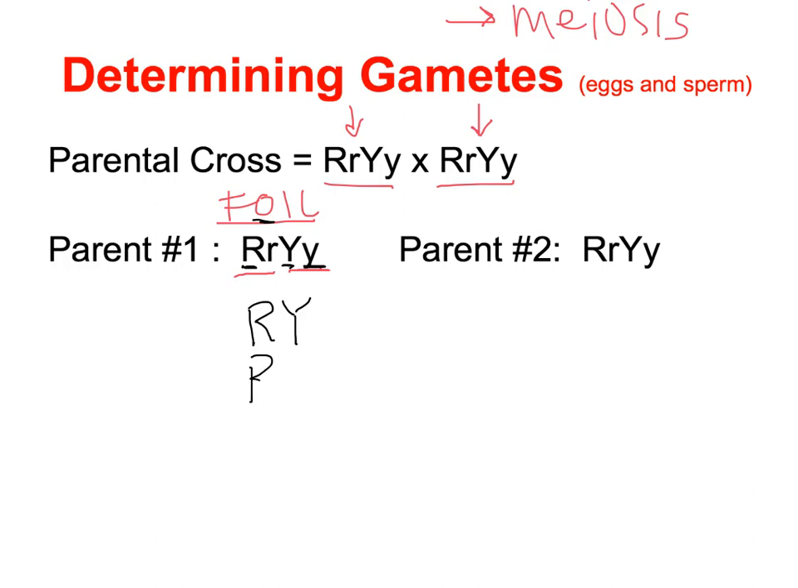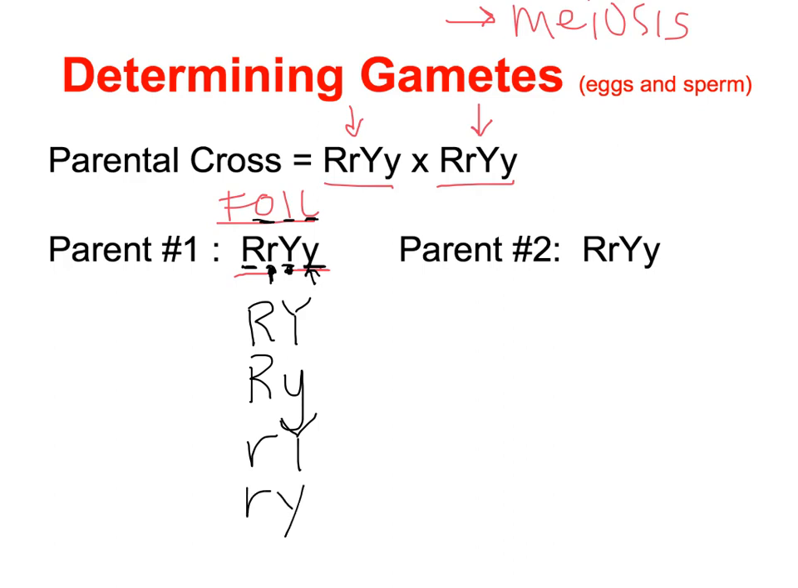So we get a big R and a little Y. Our I in FOIL stands for inner, so we're looking at this little R and our big Y. And then maybe you've guessed that the L stands for last. So that's going to be our little R and then our little Y.